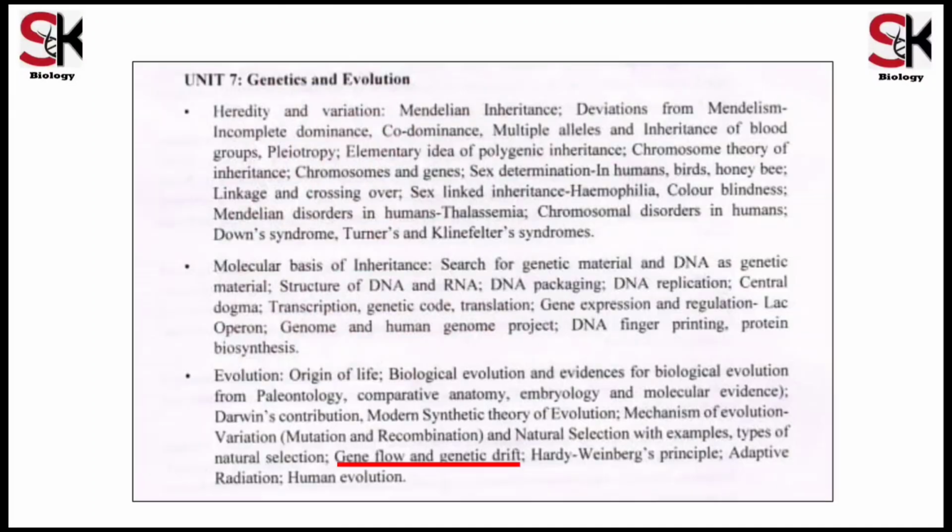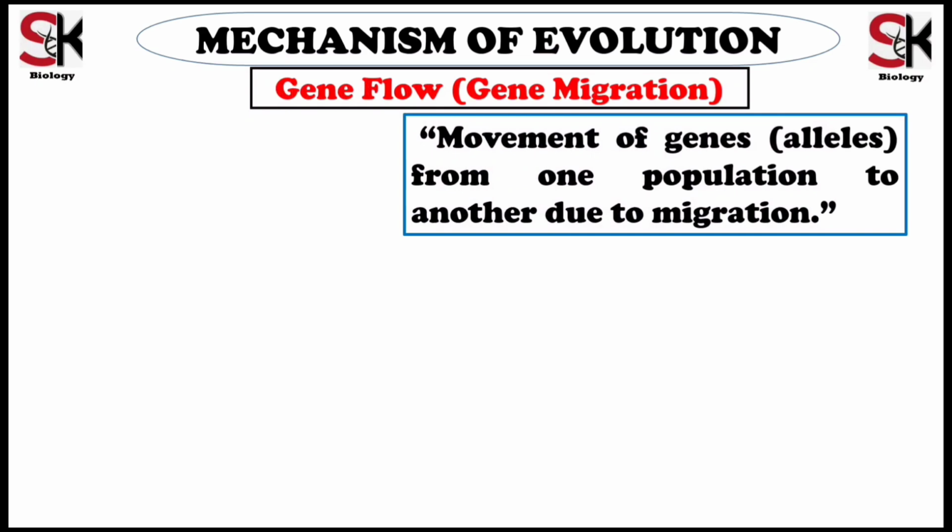In this video, I am going to explain the 2 important points from evolution, gene flow and genetic drift, which are key mechanisms responsible for changes in populations over time. Let us start with gene flow. Gene flow is also called gene migration. It is the movement of genes or alleles from one population to another population due to migration.